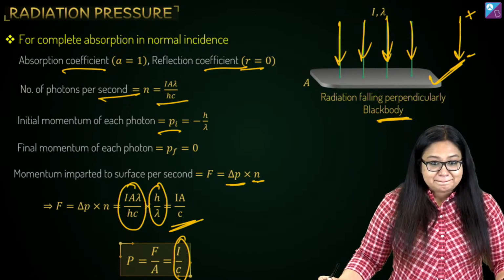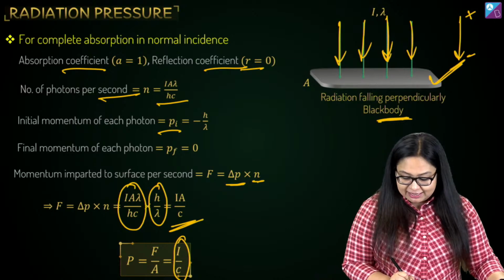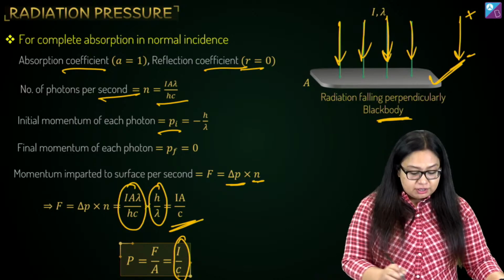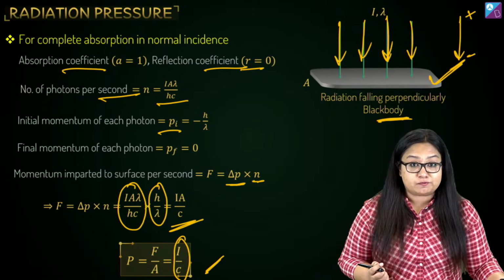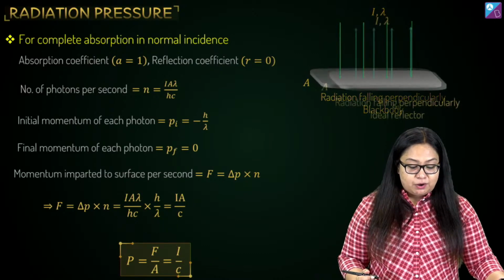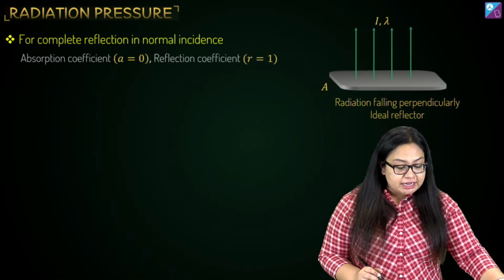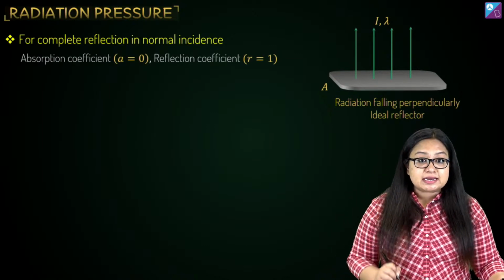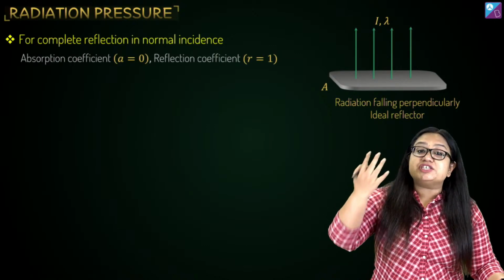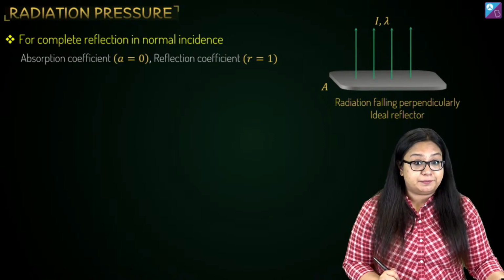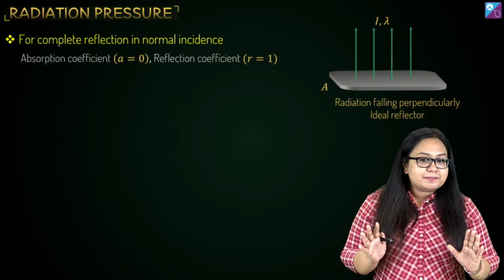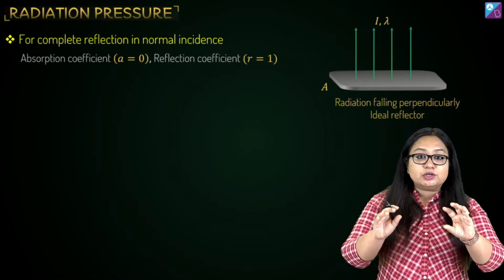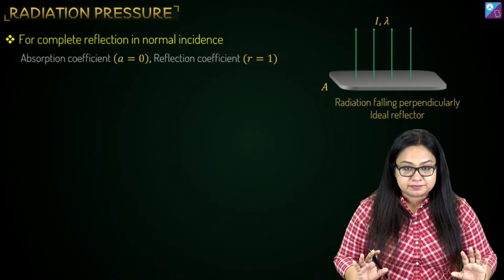Hello Ankit. I hope you have understood the radiation pressure for complete absorption of photons. Now, for complete absorption in normal incidence, I by C comes out. For complete reflection in normal incidence, what will happen? The fundamental remains the same. The fundamental is change in momentum times the number of photons per second.